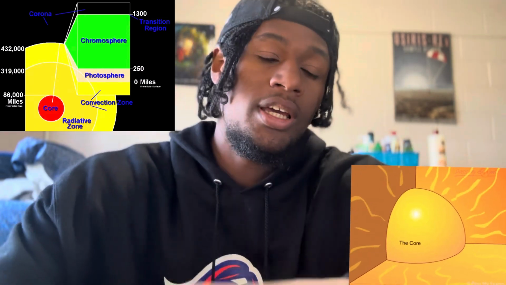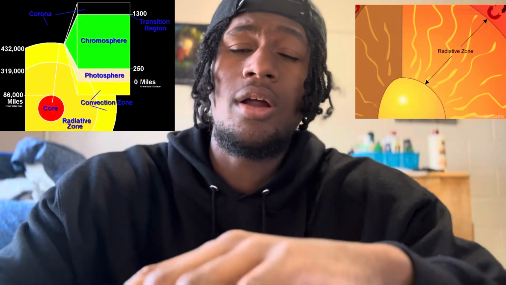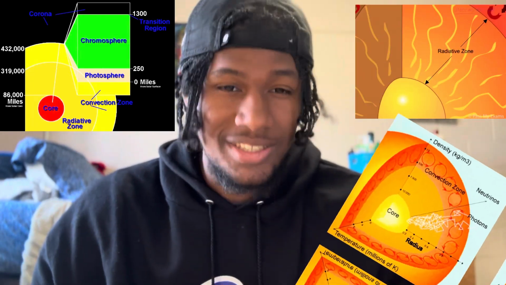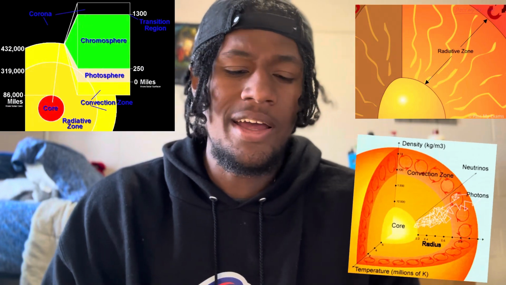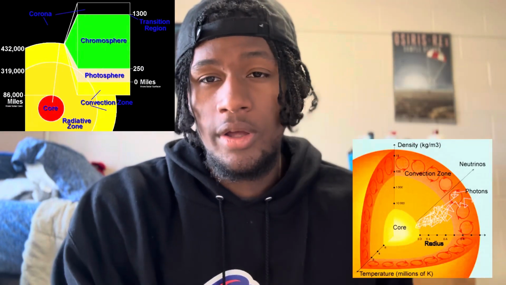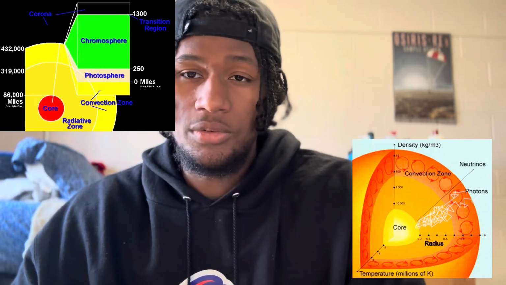In the core is where the fusion happens. It is the densest part of the sun, and it's the heart of the sun. This is where all the energy is coming from. Next we have the radiative zone. In this zone, waves are transferred via radiation, hence the name. It's also where photons travel from the core to the convection zone, which is our next layer.